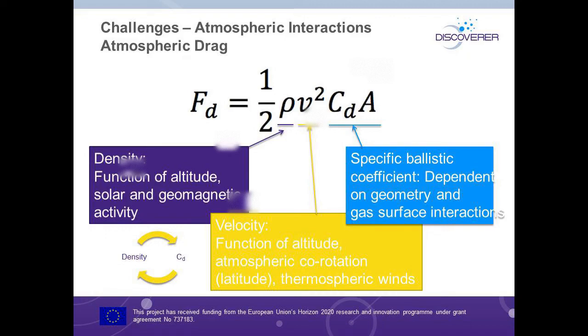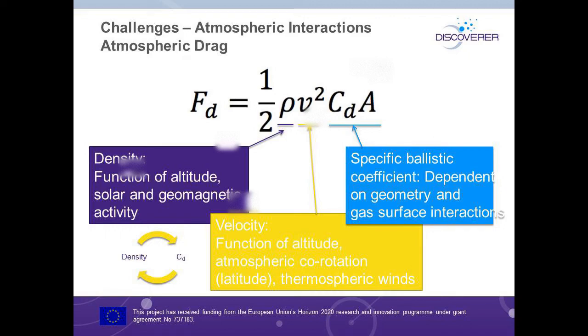The velocity itself is not just the orbital velocity of the satellite, which of course is a function of altitude too, but also the atmosphere is rotating with the Earth, which therefore gives you some changes in the angle to the flow compared to that velocity vector of the orbit, which varies therefore with latitude. And there's also thermospheric winds on top of that, which can act as disturbances and changes to the drag.